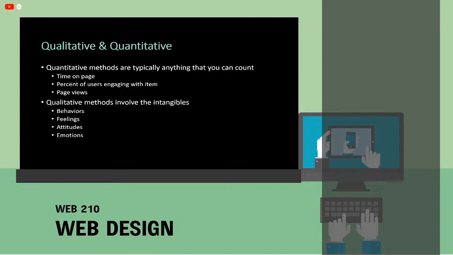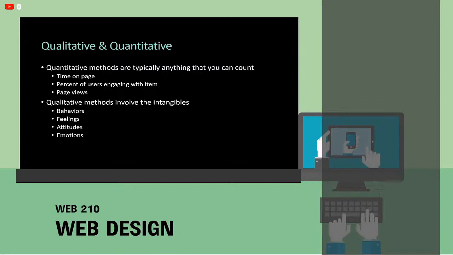So, qualitative and quantitative. Quantitative methods are typically anything you can count, anything that you can put a definite unit on. You can get a quantity of it, right? Time on page, percentage of users engaging with an item, clicks, page views. You can count how long it takes somebody to start a form until they get to the end of the form. You can get a number there.